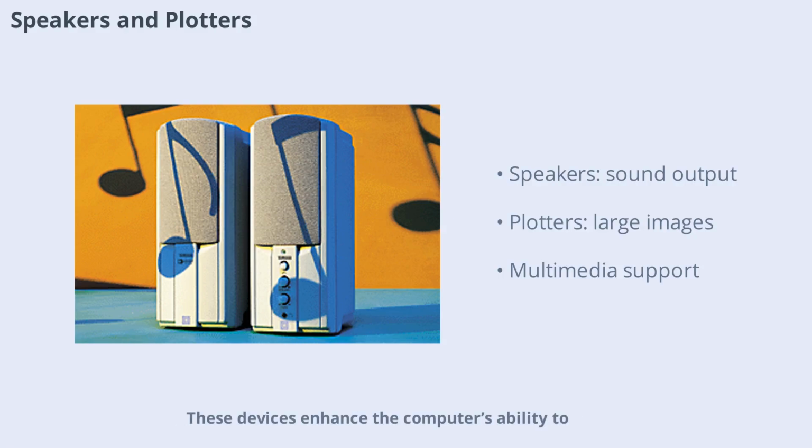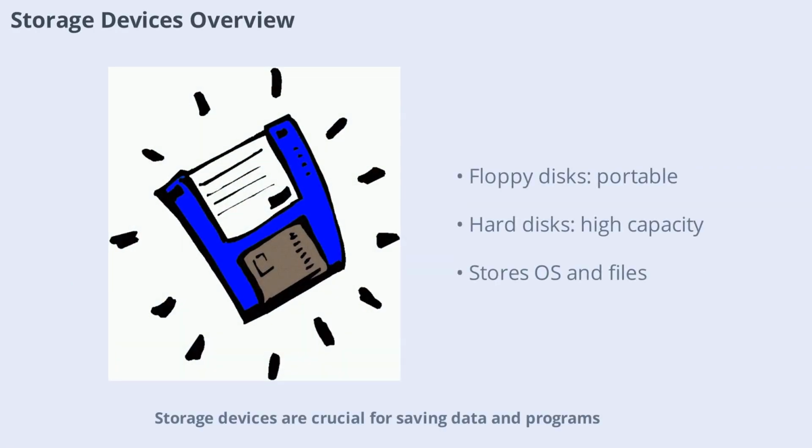These devices enhance the computer's ability to communicate information in diverse and effective ways. Storage devices are crucial for saving data and programs. They come in various forms, each with its own advantages. Floppy disk drives, though largely obsolete today, allowed users to save work on small disks and carry data with them. Hard disk drives, found inside most computers, offer much higher capacity and store the operating system, applications, and user files.